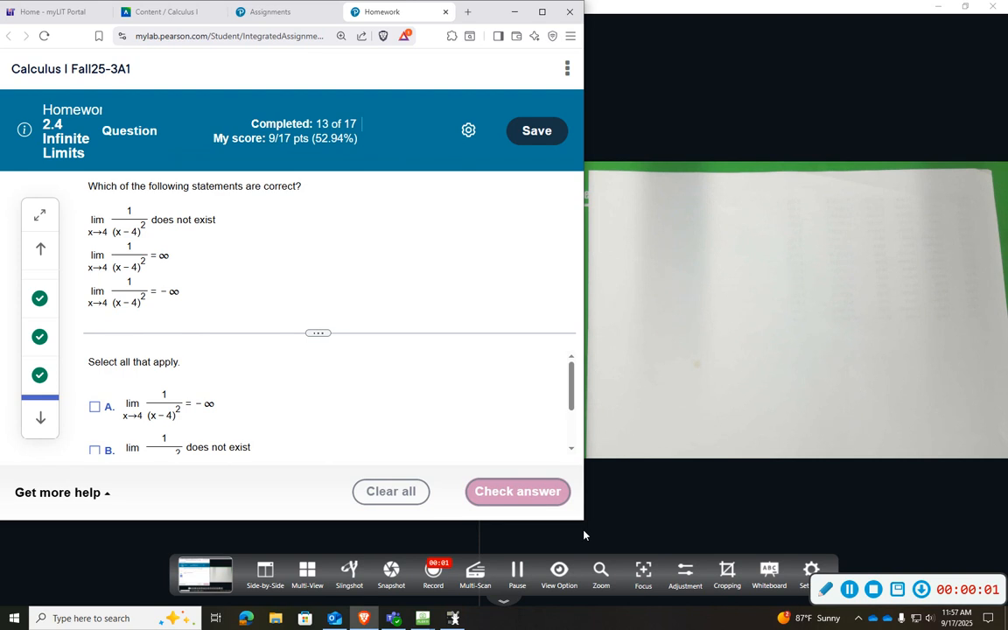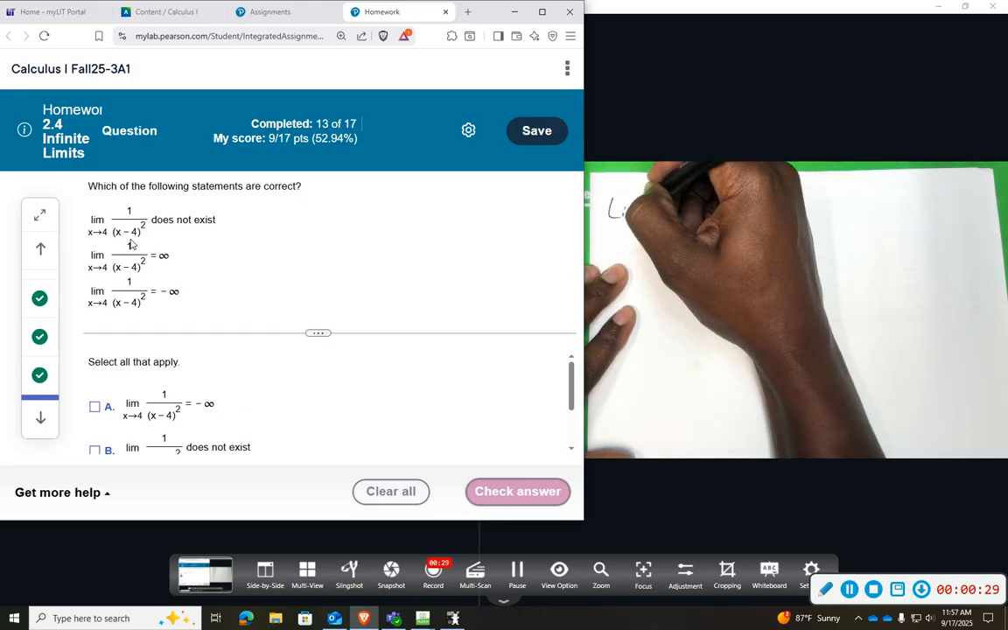All right, question number 10. We want to determine which of these statements are correct. So we have the limit as x goes to 4 of 1 over x minus 4 squared. We have that does not exist. We have that is equal to infinity. And then we have is equal to negative infinity. And we are told to select all that apply. So which of these are correct?